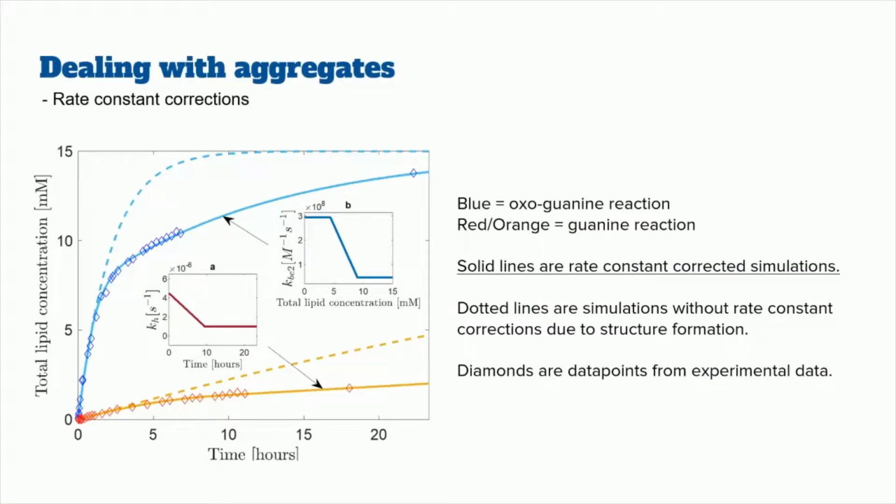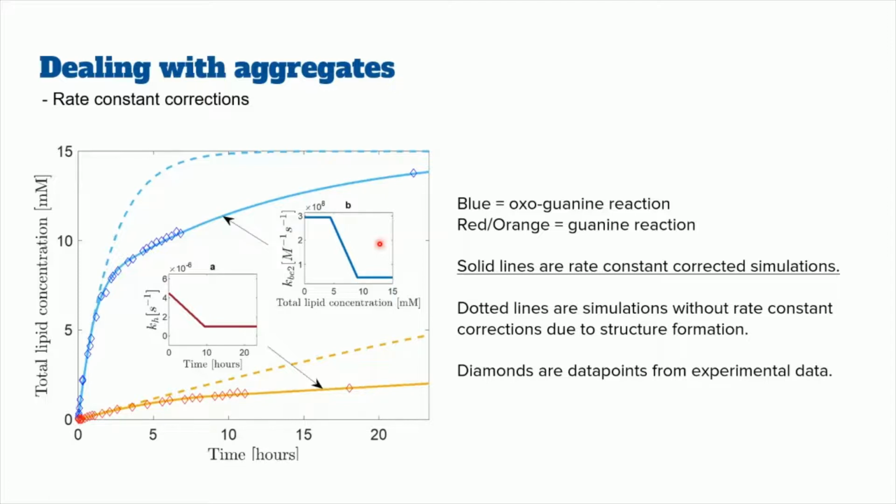With rate constant corrections shown in inset A and B that are based on our understanding of aggregates, we were able to obtain a decent fit to the experimental data. These solid lines are simulations that include the rate constant corrections, and for inset A we corrected the hydrolysis rate, and for inset B we corrected the electron transfer to precursor rate, which is KBE2.